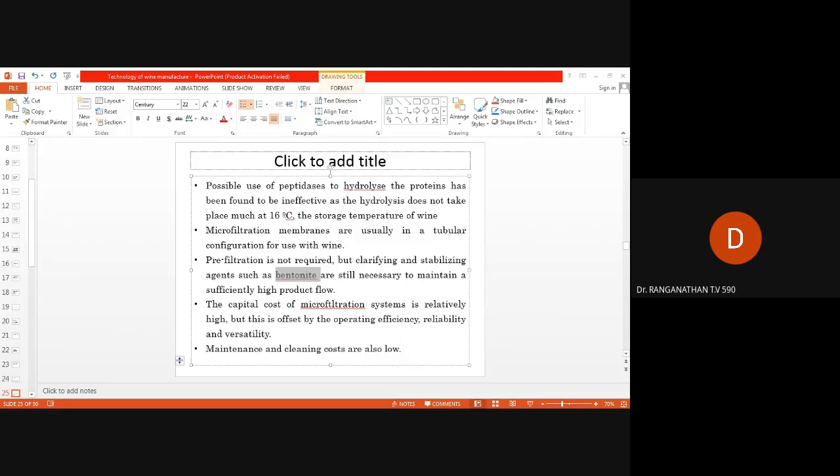Find it. I will give you that as an assignment. So normally filter aids are used. So conventionally, you have the filter aids and other things, or you can also use microfiltration. Both of these can be used to give a clear product.